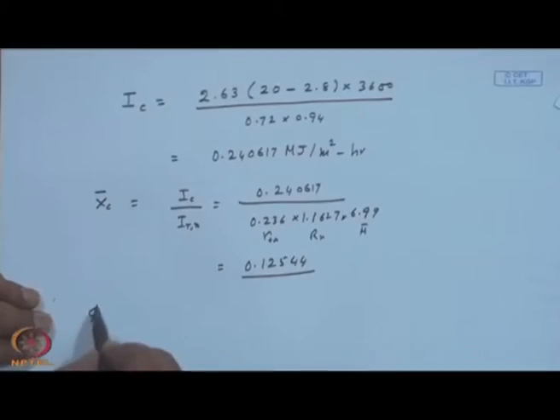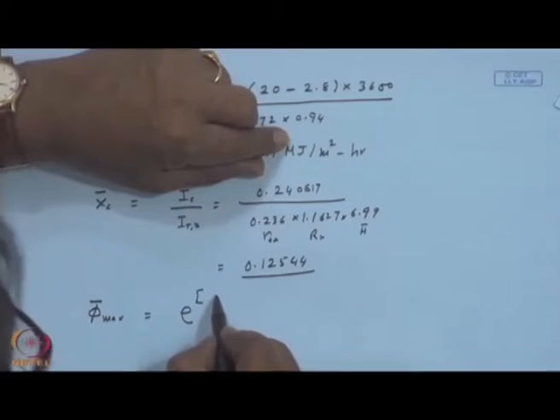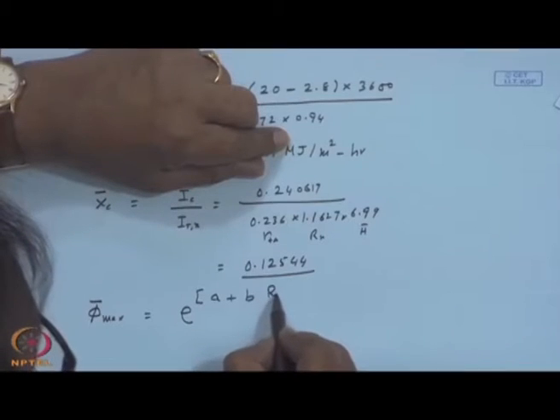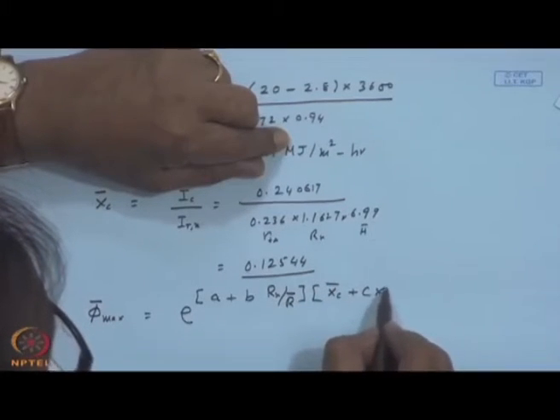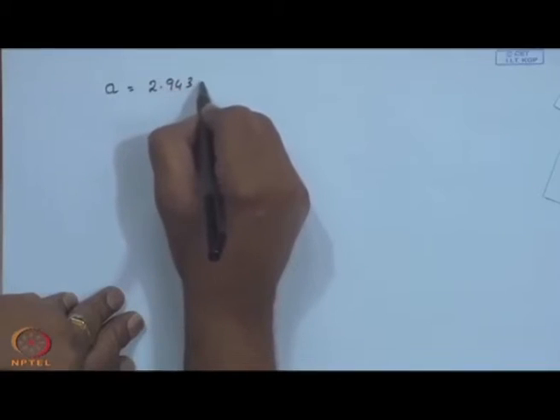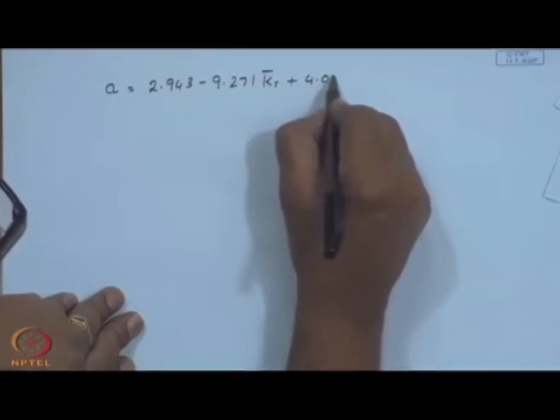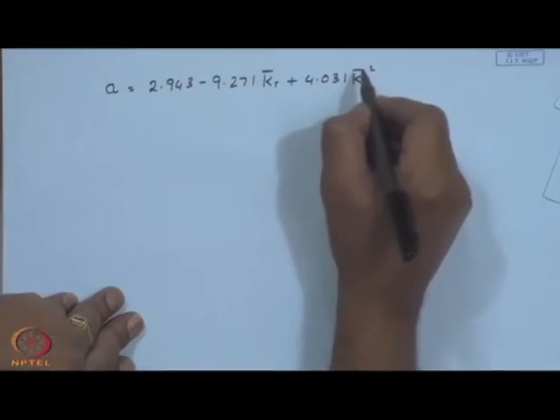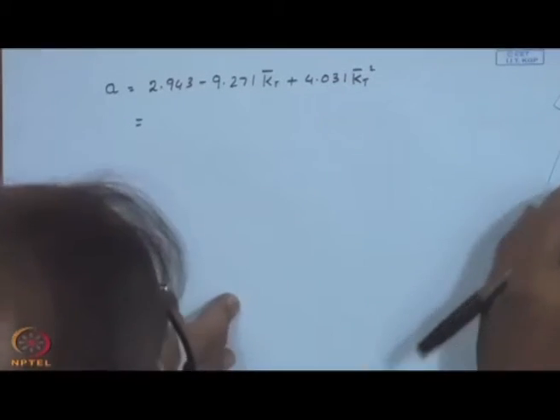Now, phi bar max will be exponential to the power A plus B times Rn by R bar times Xc bar plus C Xc bar square, right. So, the constants A are 2.943 minus 9.271 kT bar plus 4.031 kT bar square. So, kT bar is 0.41 something, which we have already, kT equal to kT bar, somewhere we have written.